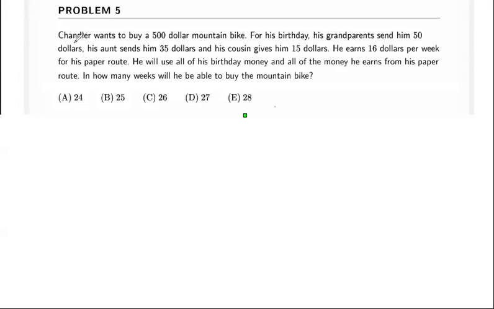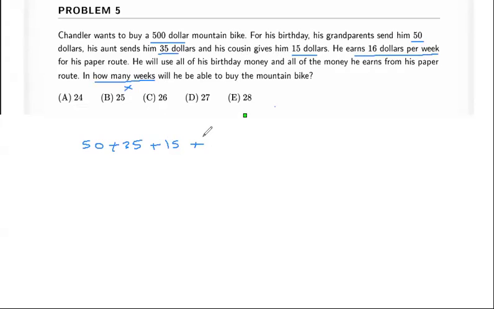So we have a mountain bike that he wants to purchase that is costing $500. And he's getting 50 bucks from grandparents. So that's the amount we already have. And then he's getting 35 from his aunt. And then he's getting $15 from his cousin. And then he earns 16 bucks per week, right? But we don't know the number of weeks, so that's what we are interested in.